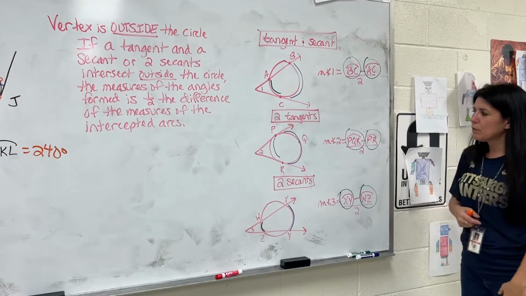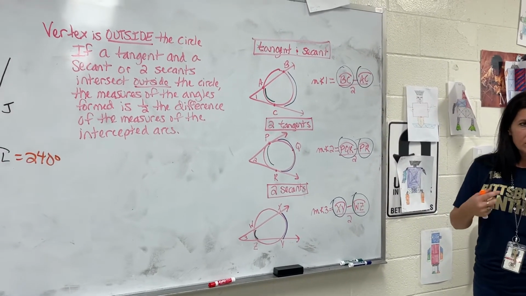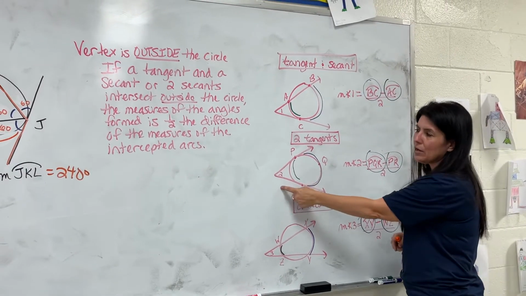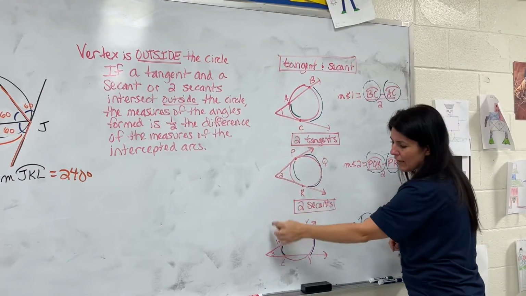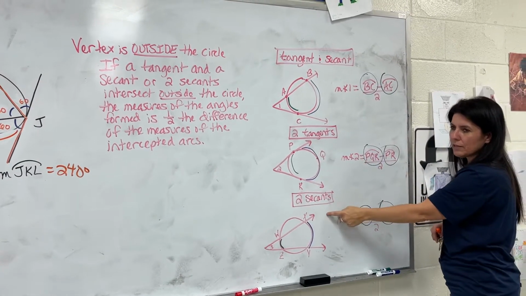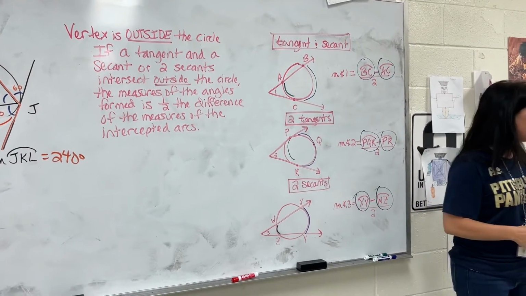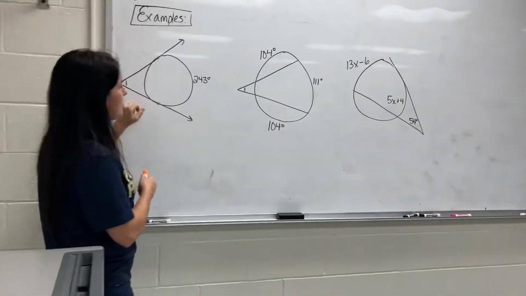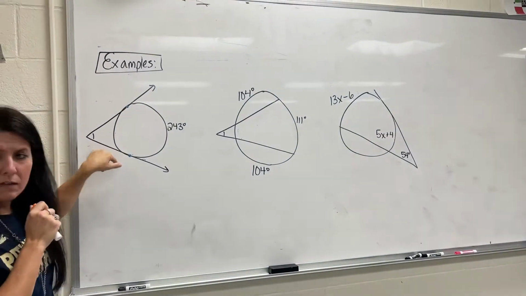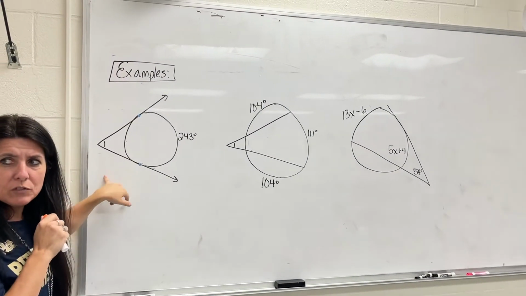And again, remember, we're looking at the actual degrees. So you're subtracting those degrees, dividing by 2, and that gives you that outside angle. So they look similar, they all have this outside angle, but it's either tangent and secant, two tangents, or two secants. So let's look at some examples with that. The first one, we need to find the measurement of this outside angle. So this one is the second one with two tangents.